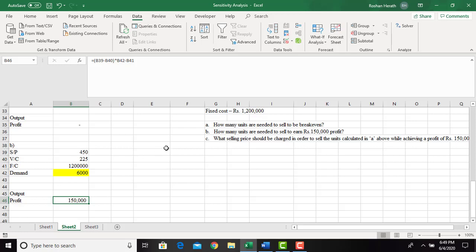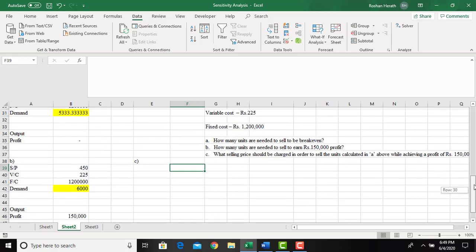That is the case. Then take part C. It's about what selling price should be charged in order to sell the units calculated in A above while achieving a profit of 150,000. Now you are going to change the selling price and you want to keep the units that you get in the break even, part A, while achieving a profit of 150,000, right?